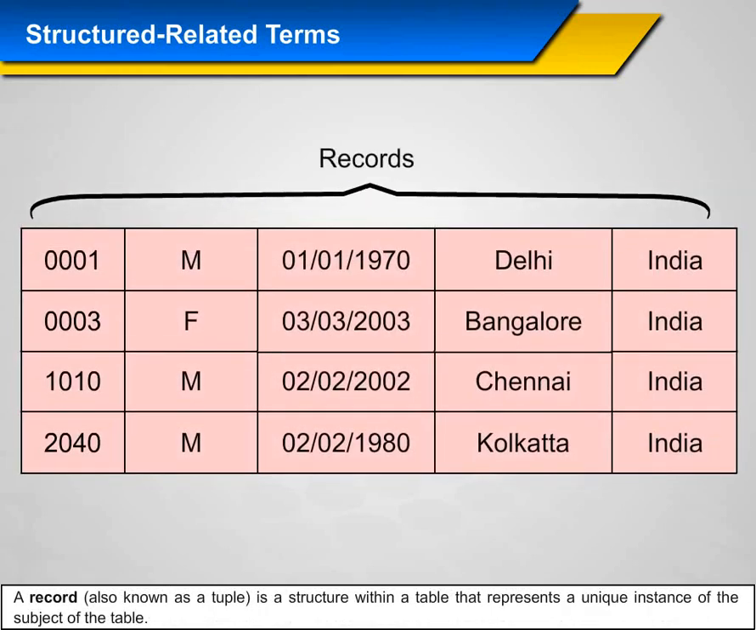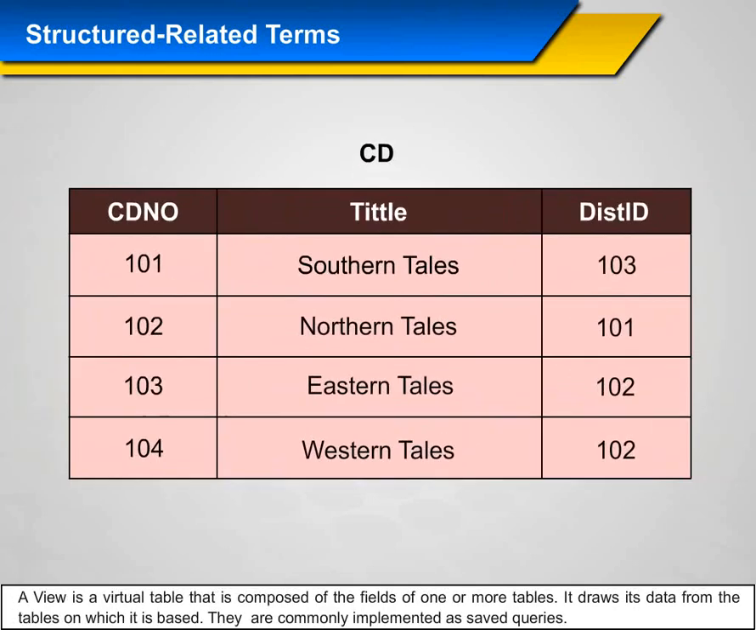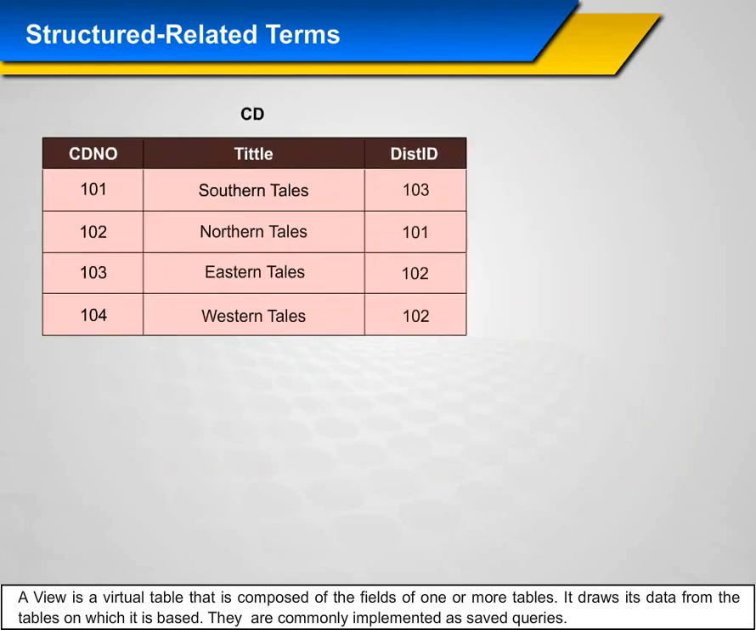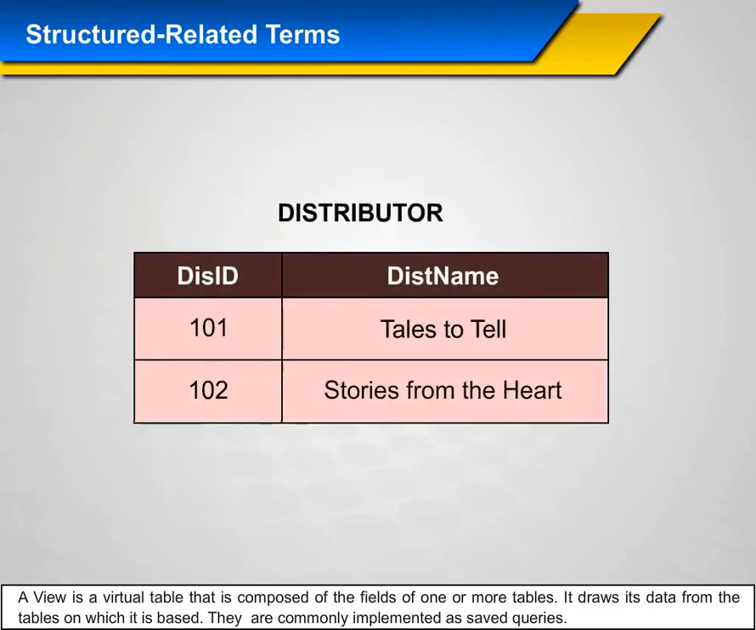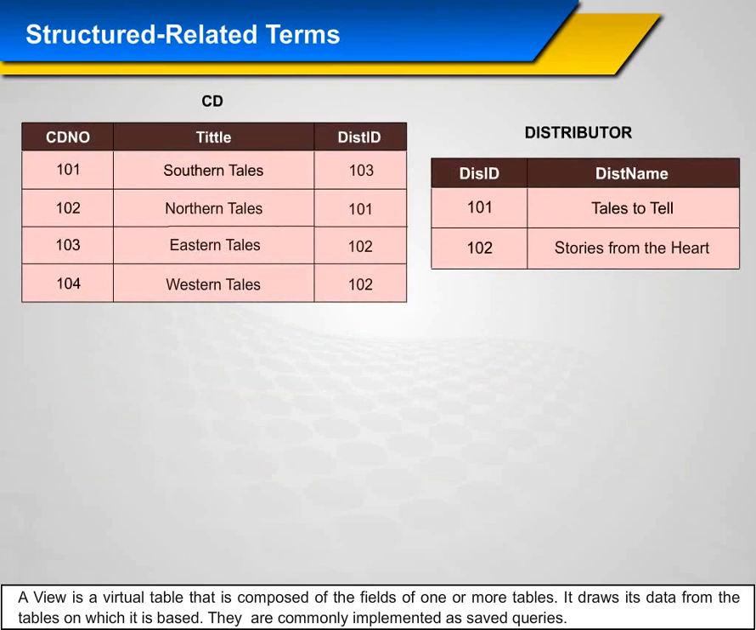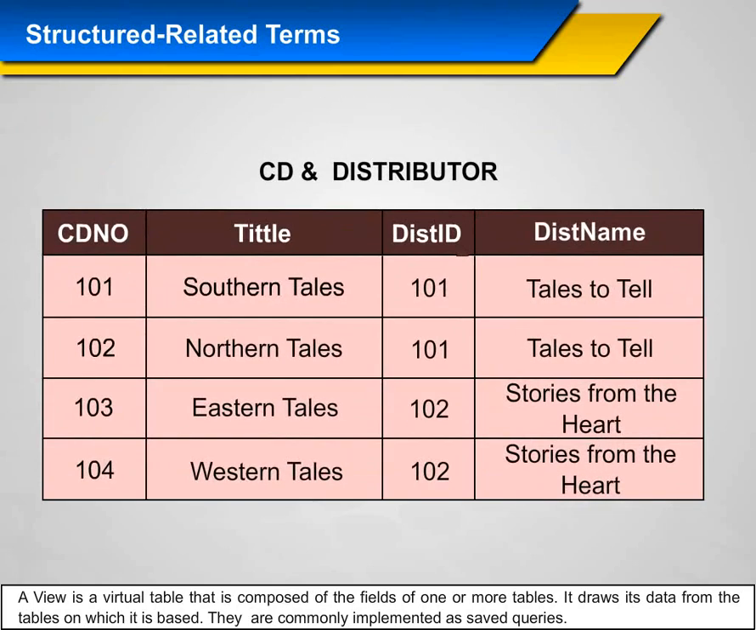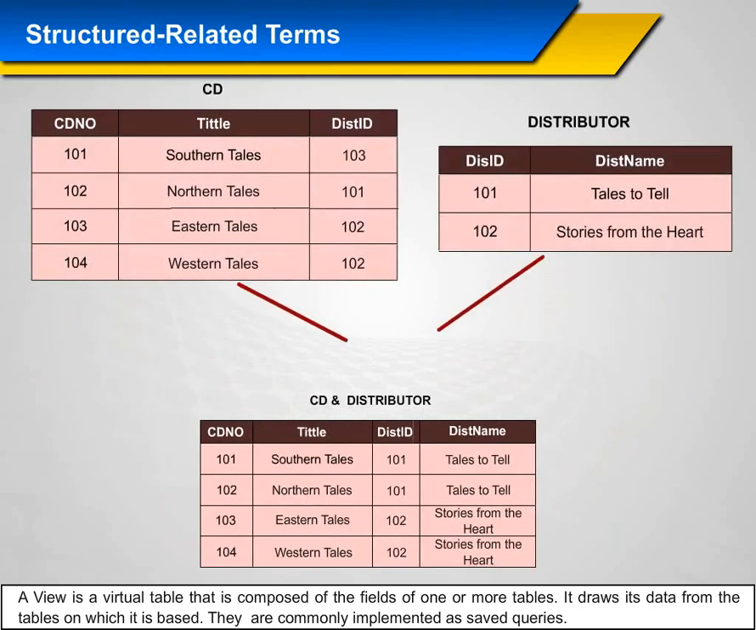A record, also known as a tuple, is a structure within a table that represents a unique instance of the subject of the table. A view is a virtual table that is composed of fields of one or more tables. It draws its data from the tables on which it is based. They are commonly implemented as saved queries.